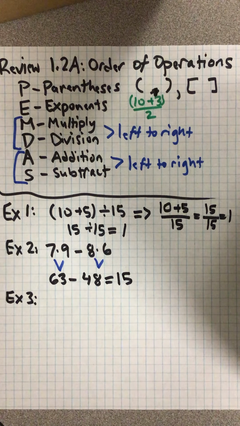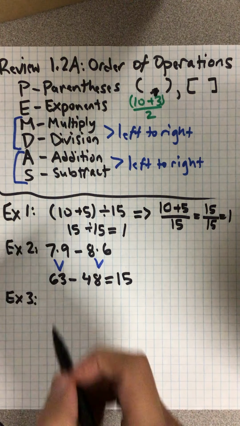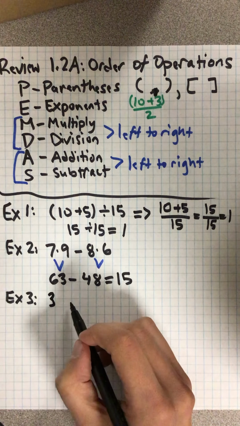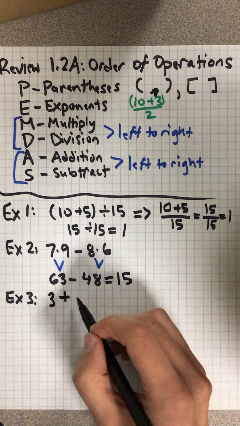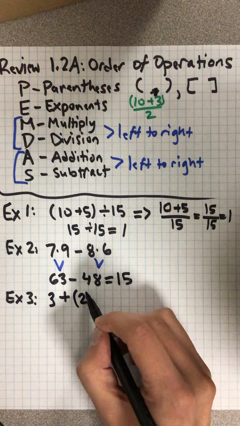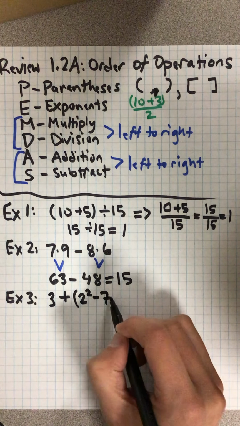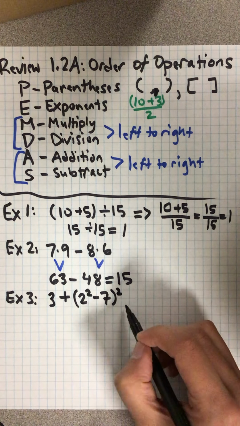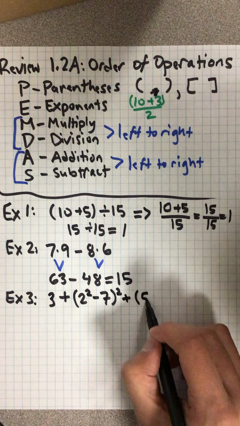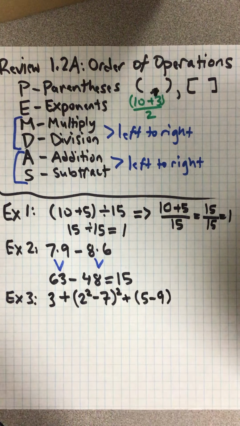If we look at example 3, this is where things are going to get a little bit wild, and we're going to have to pull in some information about exponents, which you may not have too much familiarity with, but I think it's still fun to throw something like this at you, especially since it's just notes. This one is 3 plus parenthesis 2 squared minus 7 parenthesis close square plus parenthesis 5 minus 9.